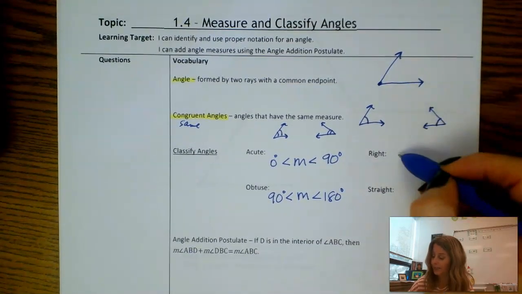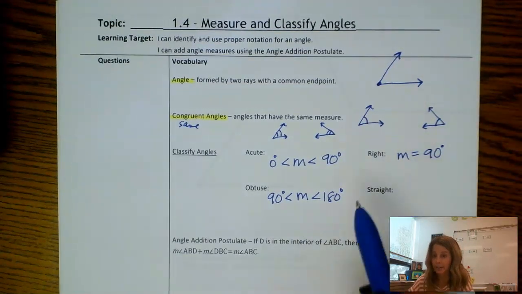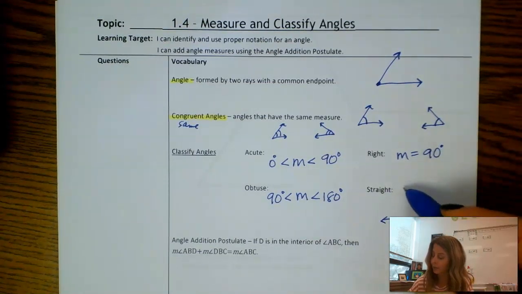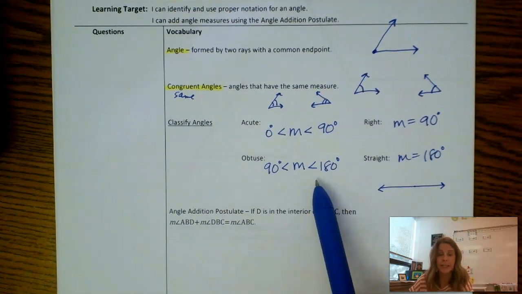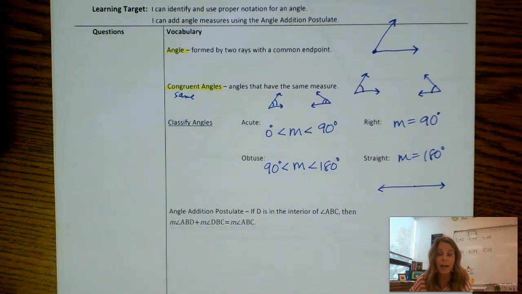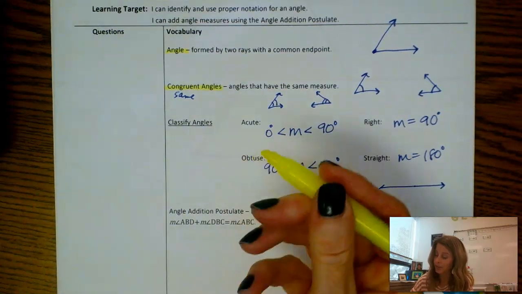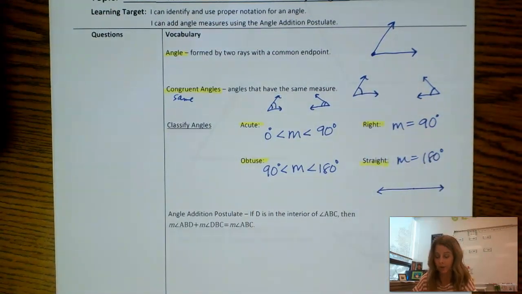Right angles are equal to 90, so M is equal to 90 exactly. And then straight angles. That's the one I said where you could have an angle made of opposite rays like this. So the measure is exactly 180 degrees. You'll have some questions that say, find the measure of angle A and then classify the angle. These words, acute, obtuse, right, and straight, are considered classifications. So that's what you want to enter or answer as the response.